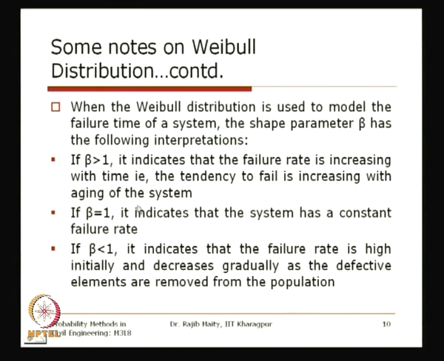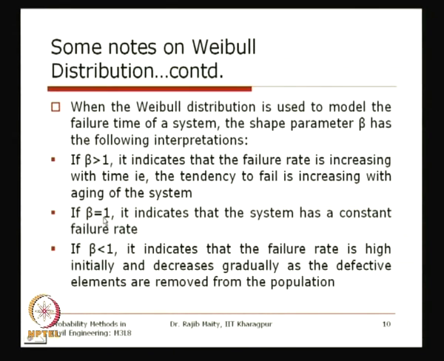Now, one important discussion with respect to this Weibull distribution is the parameter beta. This parameter beta plays a vital role, and it has different meanings for different ranges of the parameter. First, when the Weibull distribution is used to model the failure time in a system, the shape parameter beta has the following interpretation. So, how can we interpret beta for the different values or ranges of this parameter?